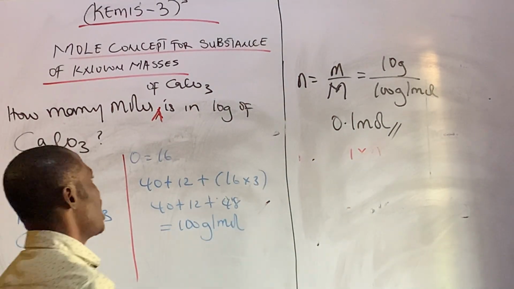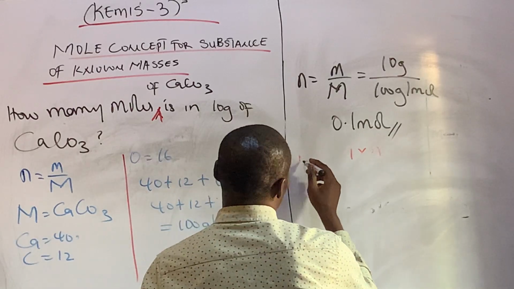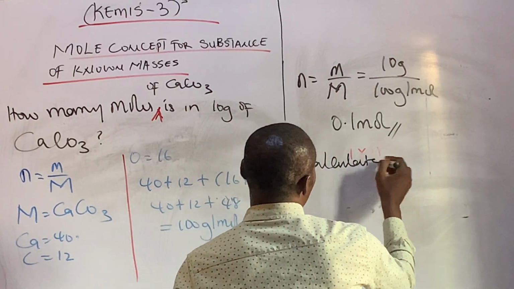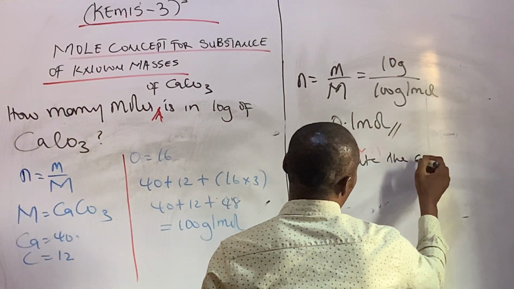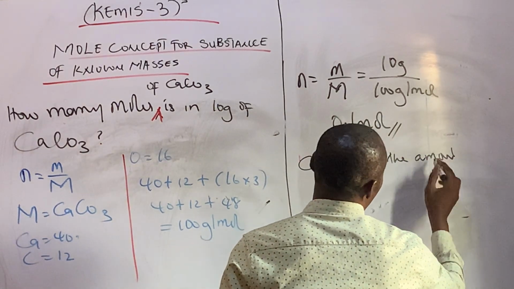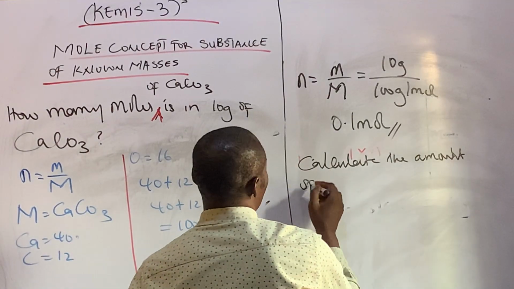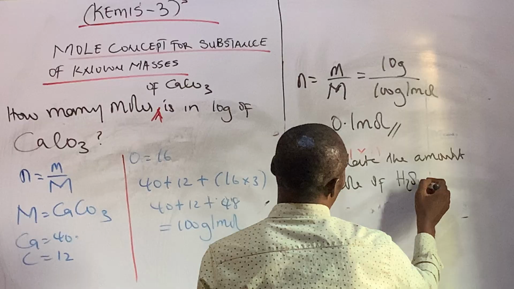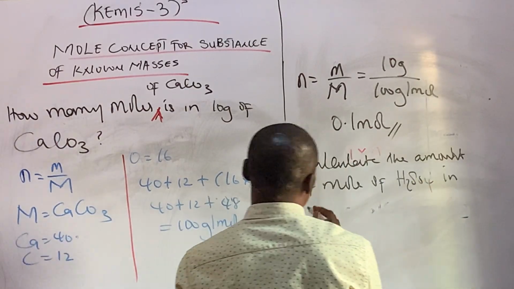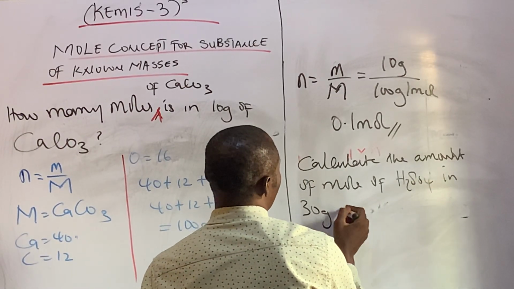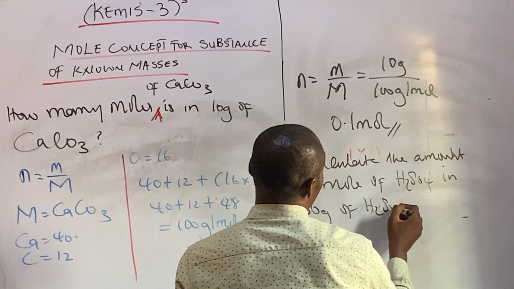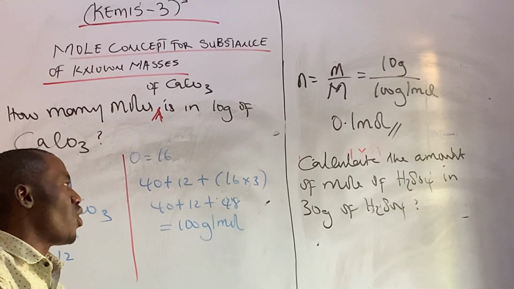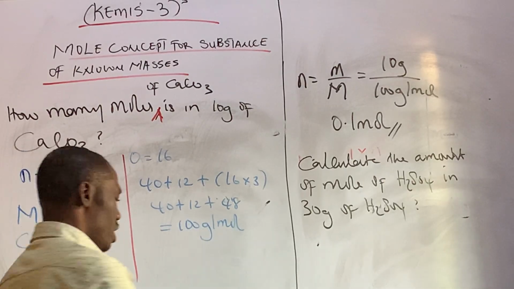Let's do the last one. Let's say we have, calculate the amount of mole of H2SO4 in 30 gram of H2SO4. What's the amount of mole? Calculate the amount of mole of H2SO4 in 30 grams of H2SO4.